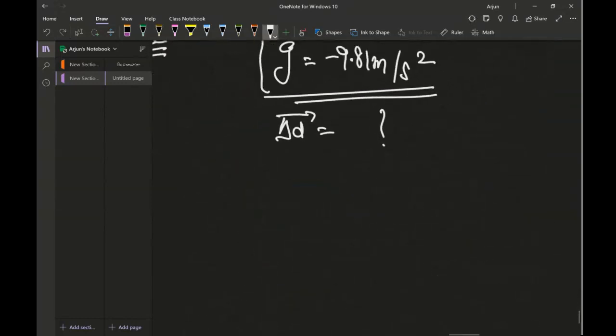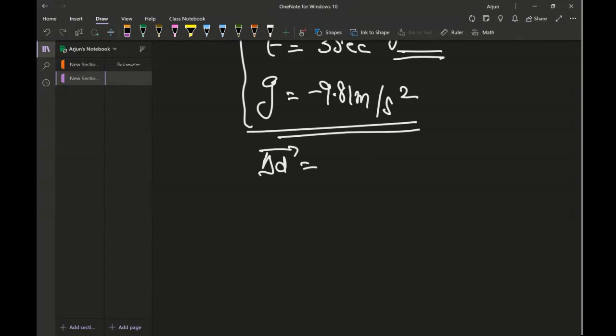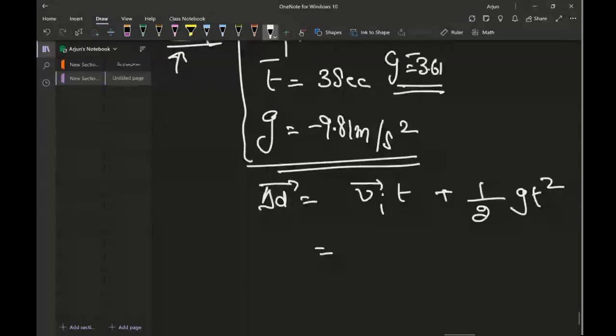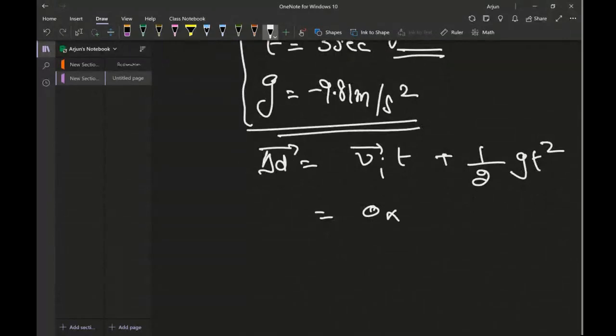So delta D will be equal to velocity initial times time plus half g t square. Initial velocity is 0. 0 times time, which is 3 seconds. This is where students make a mistake. Sometimes they end up writing 0 times 3 as 3. That is wrong. 0 times anything is 0, plus half times negative 9.81 times 3 square.